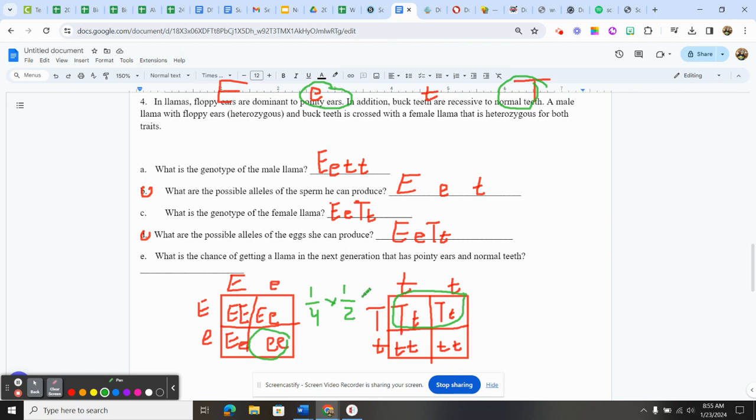Okay. So what's a quarter times a half? 1 times 1 is 1. 4 times 2 is 8. So what's the chance? 1 out of 8. Okay. By raising your hands, how many of you guys got that? Awesome.